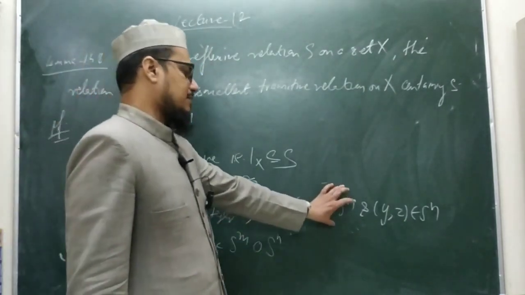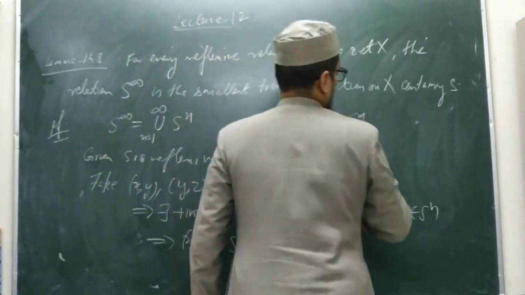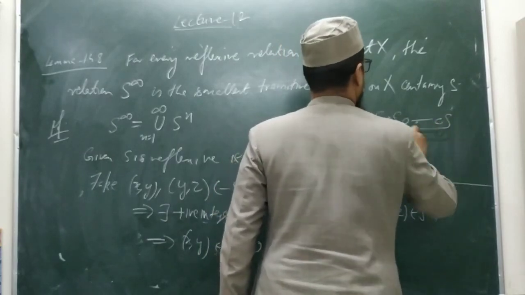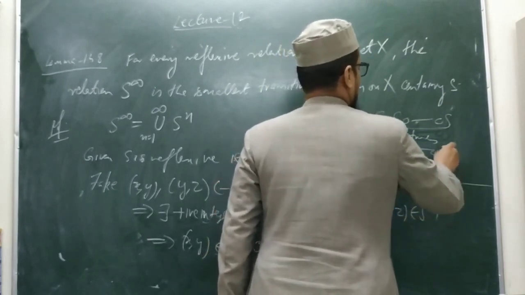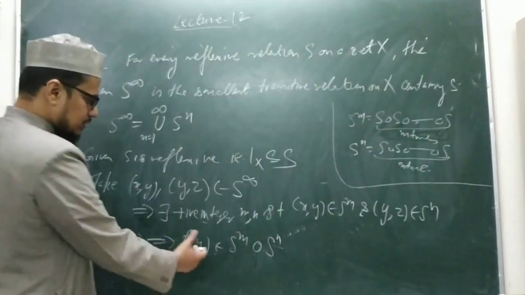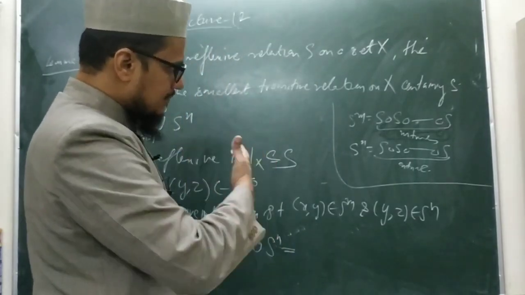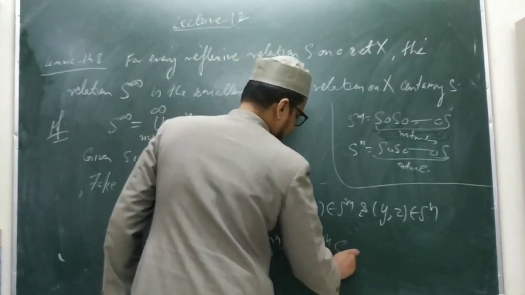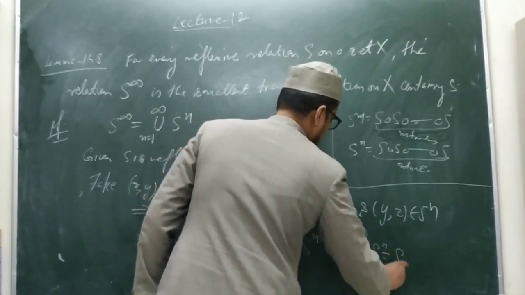S^m is again a relation, S^n is again a relation. See, what is S^m? S^m means S composition S, m times. S^n means S composition S, n times. Correct? So now (x, z) goes in S^m composition S^n. This is S composed m times and then S composed n times. It means it will be S^(m+n), and of course it will be contained in the union from n equals 1 to infinity of Sn, that is equal to S infinity.